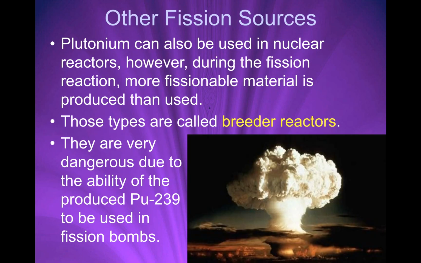Other fission sources: plutonium can be used in nuclear reactors. However, during the fission reaction, more fissionable material is produced than used. These are called breeder reactors. They're very dangerous due to the ability of the produced plutonium-239 to be used in fission bombs.